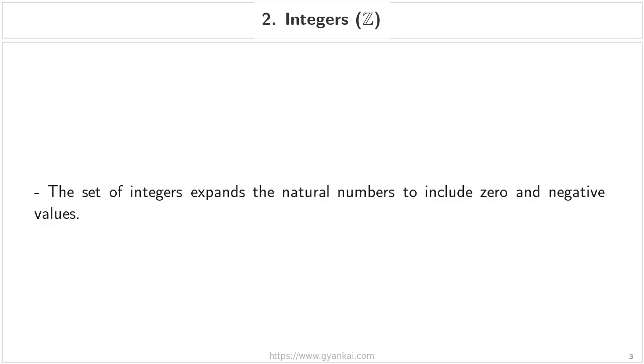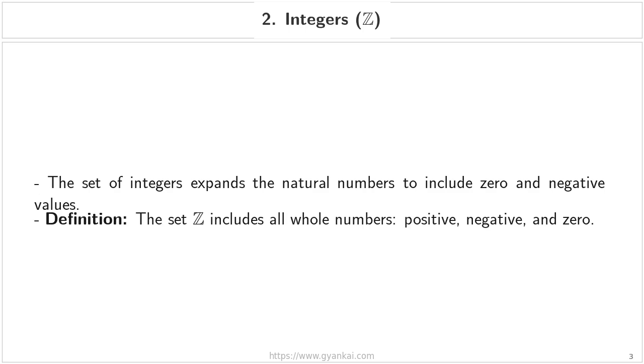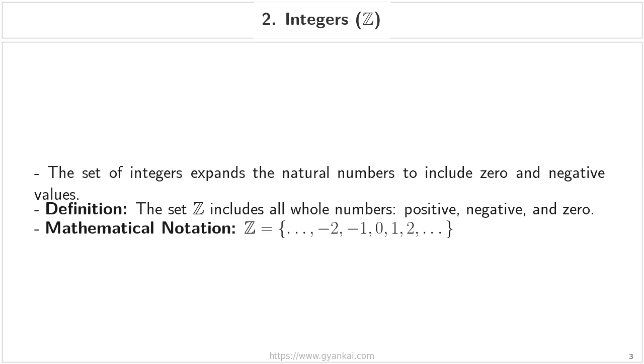While natural numbers only take us from 1 upwards, the set of integers expands that collection to include 0 and even negative values. To be precise, the definition of the set Z includes all whole numbers. This means all positive integers, all negative integers, and the number 0 itself. If we look at the mathematical notation, we write it as Z equals ellipsis, -2, -1, 0, 1, 2, and so on, ending with an ellipsis to show it continues infinitely in both directions.